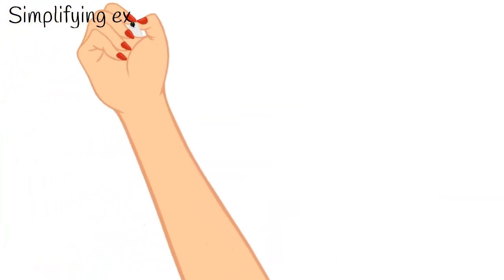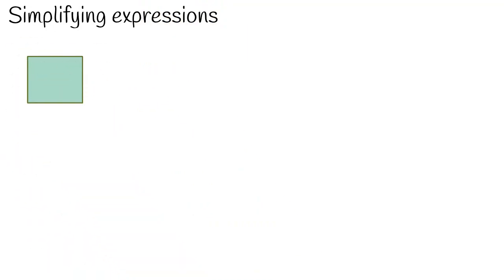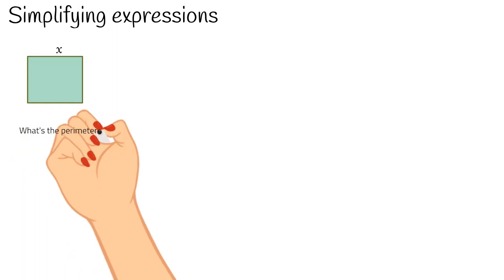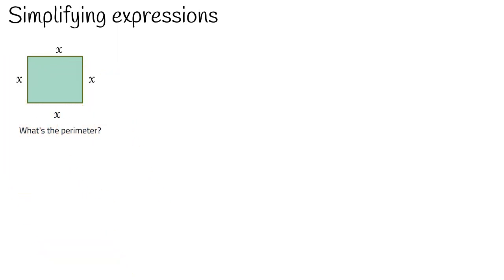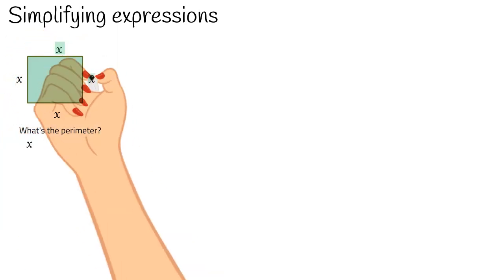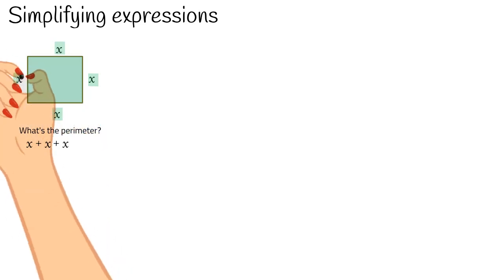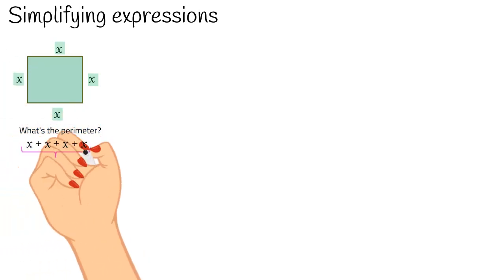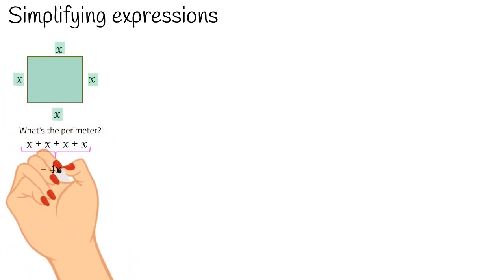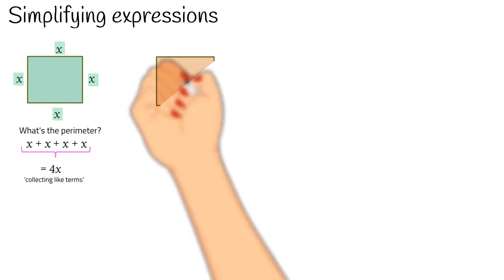Now finally, we're going to take a look at simplifying expressions. So imagine I have a square with a side x. What is the perimeter? Well, if one side is x, then they're all x because it's a square. And now we can just plus the sides together. And how many x's is that all together? Well, it's 4x. This process is called collecting like terms.